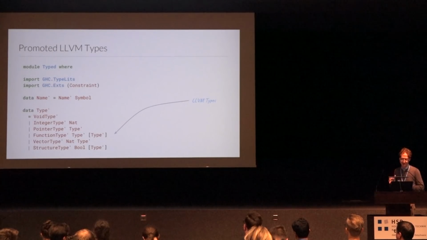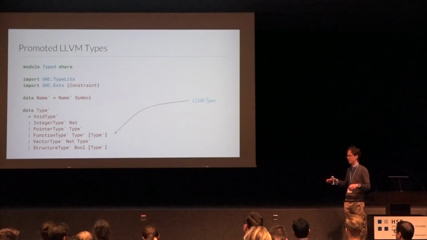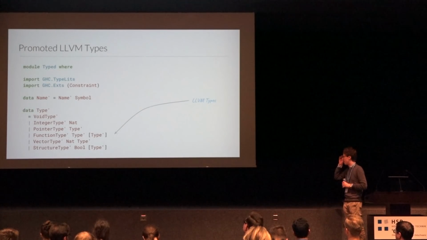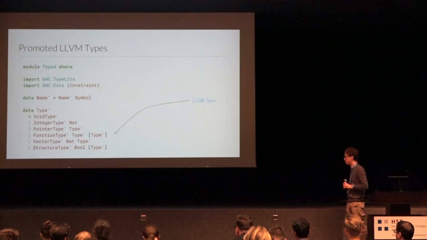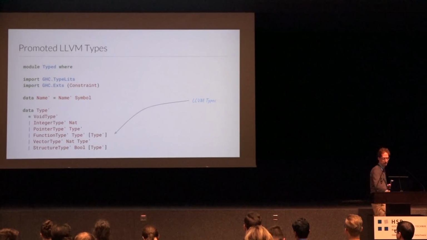Vector types are indexed by a type-level natural, which is the size of the vector, so how many elements there are, 4 or 8 typically. And then a structure type is a Boolean, which is whether it's packed or unpacked, and then the list of types, which are the constituent elements of the structure.